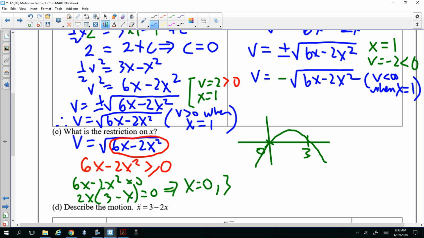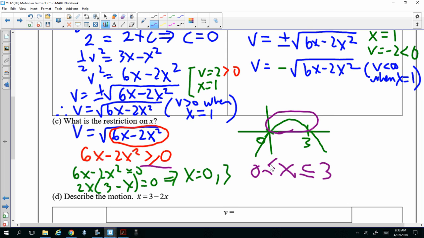So what does that tell you about the motion? That the particle only moves between 0 and 3. It cannot move more than 3 or less than 0. So the particle can only move in this domain for x displacement. It cannot move to any position other than between 0 and 3. That will be useful for the next part.